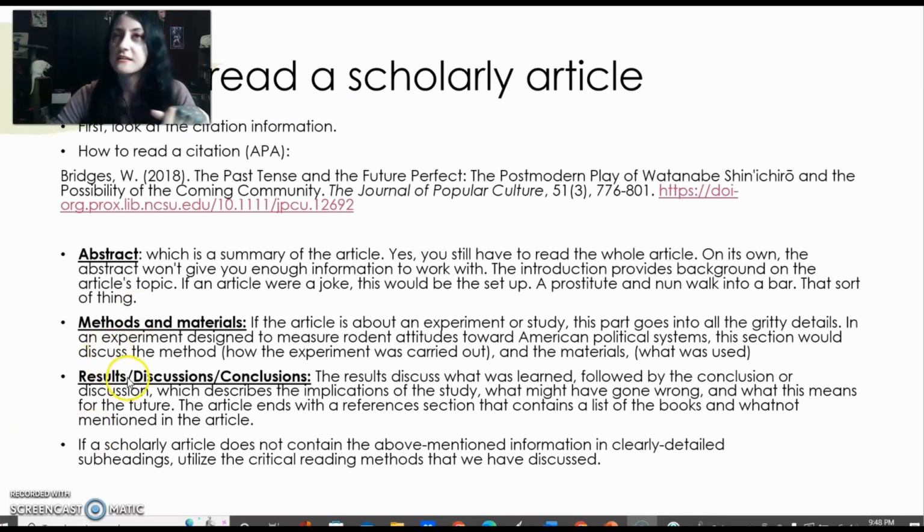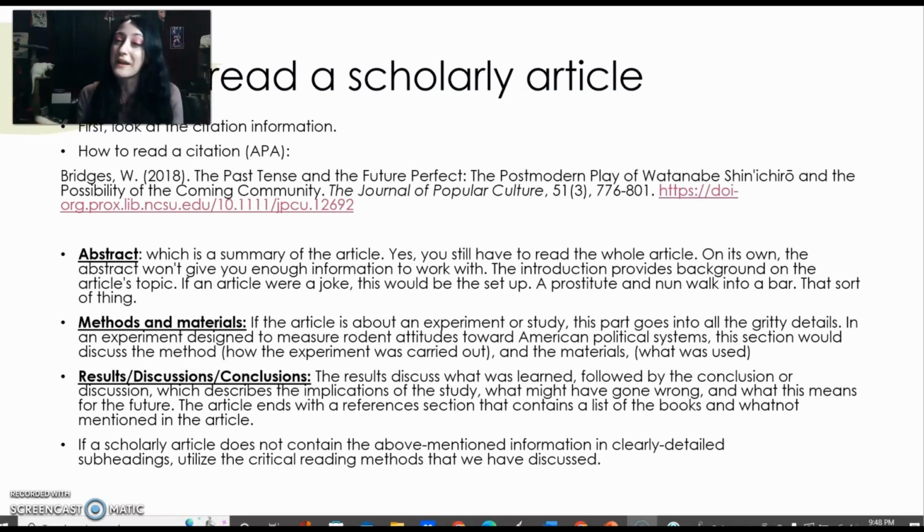After that, you may see subheadings. Again, not all academic articles, but you may see subheadings that will say either methods or materials. What you will learn under that subheading is the author is going to tell you, here's how we did the study, here's how we did the experiment. They're going to go into gritty detail about how they set up the experiment. And again, that's very important, because if you're trying to assess the quality of that article, you want to know how they did that research.